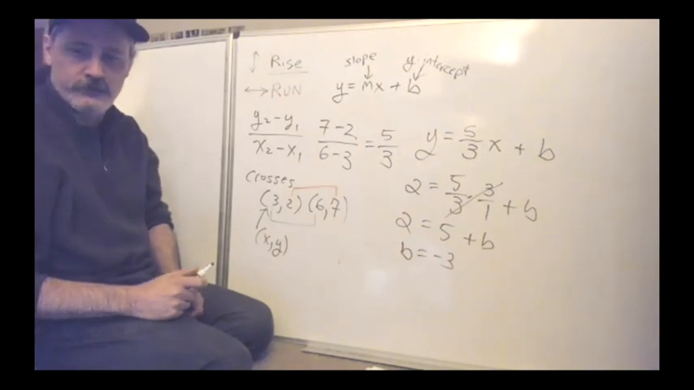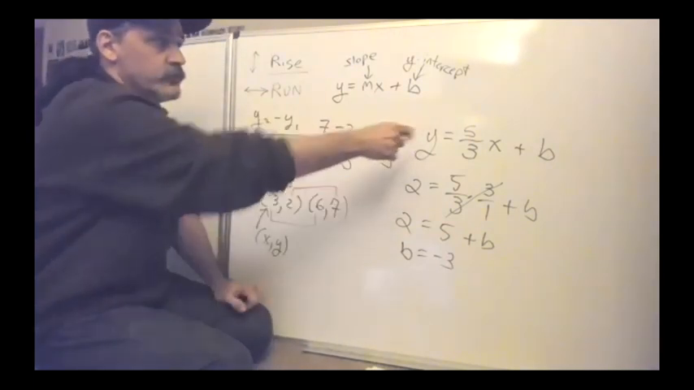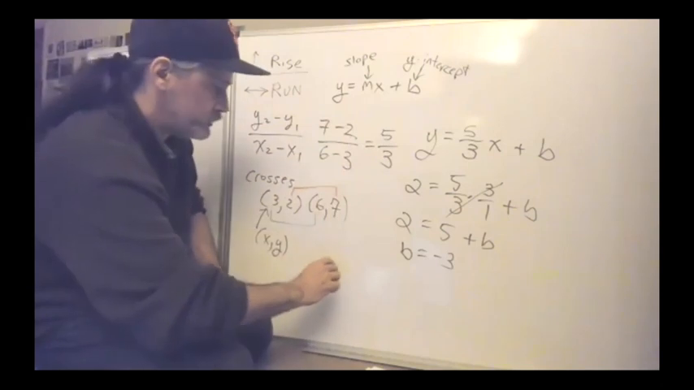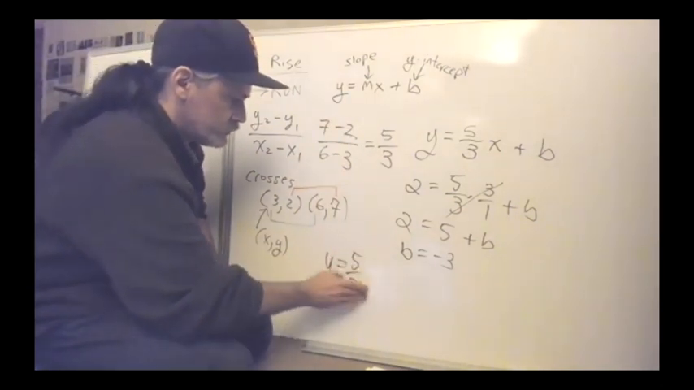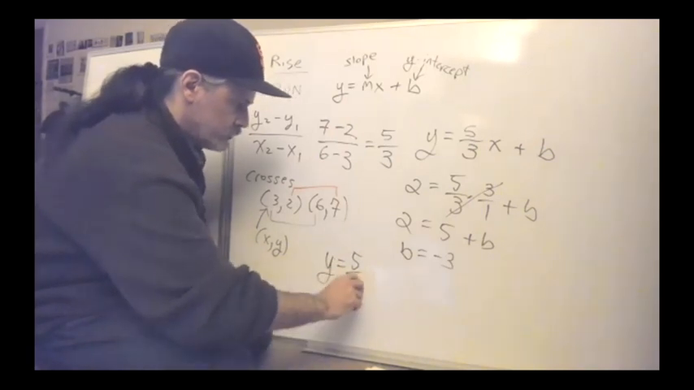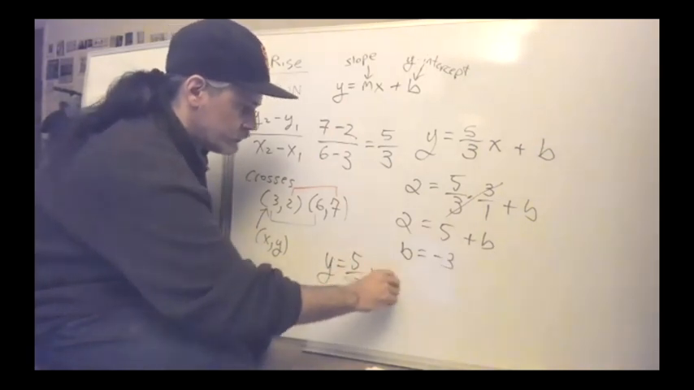the y-intercept. Now we can complete our rule. We got the slope of 5/3. We just got the b value, the y-intercept. And so, oops. Now we can do that.